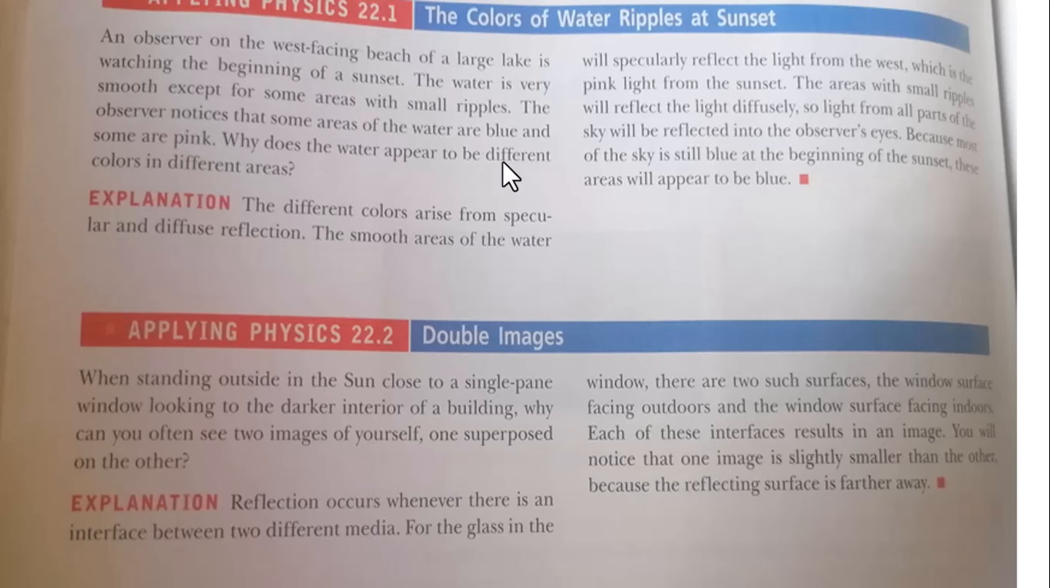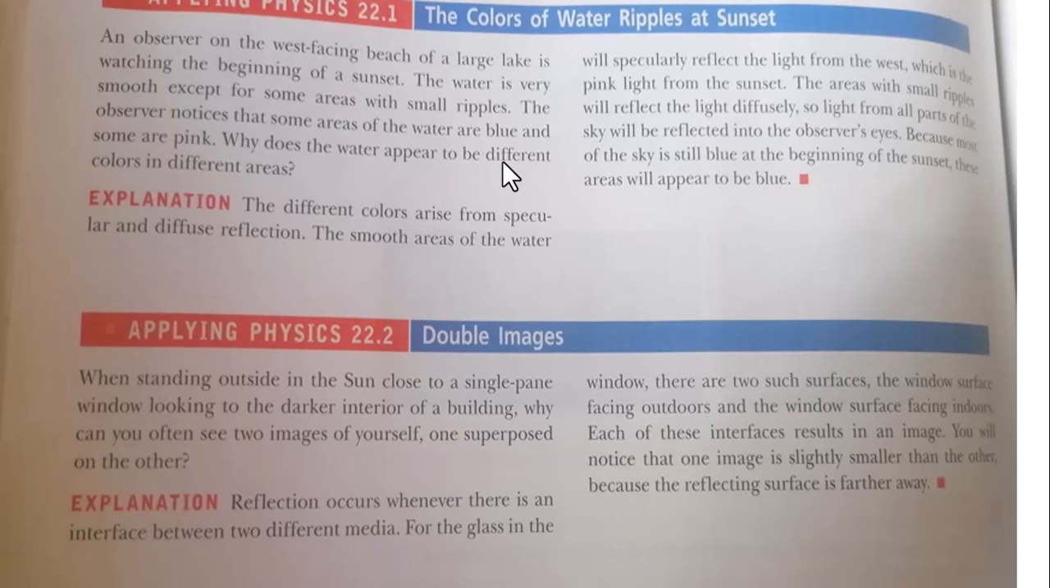And we say now there are some questions that need us to explain some of the things. The colors of water in ripples at sunset. Why is it so? An observer on the west facing beach of a large lake is watching the beginning of a sunset. The water is very smooth except for some areas with small ripples. The observer notices that some areas of the water are blue and some are pink. Why does the water appear to be of different colors in different areas?